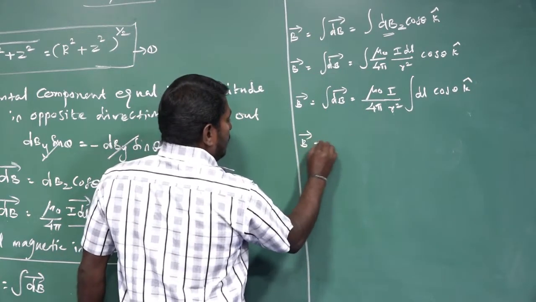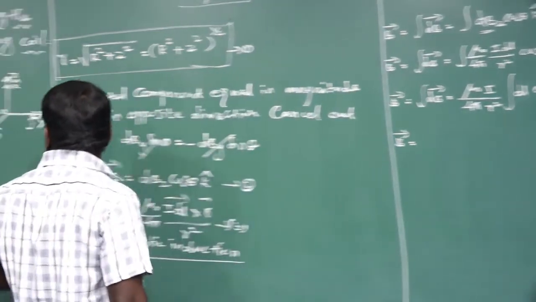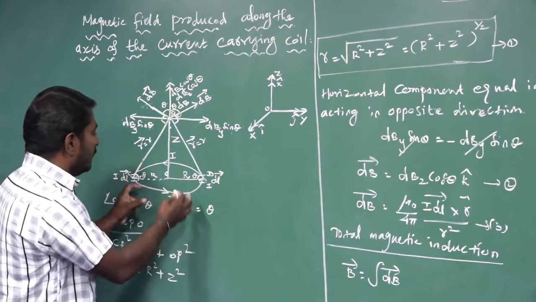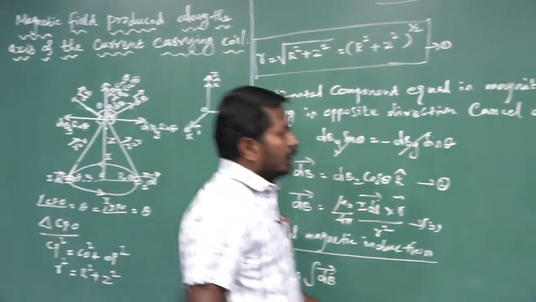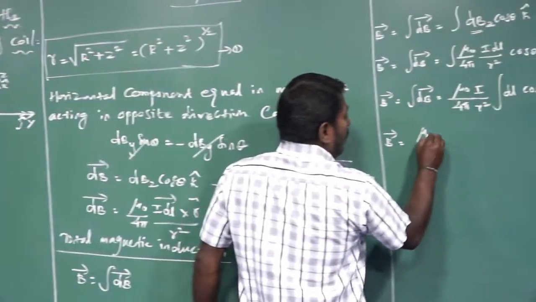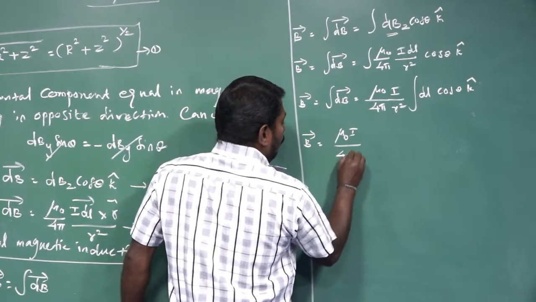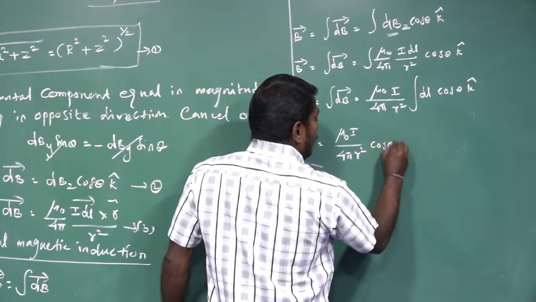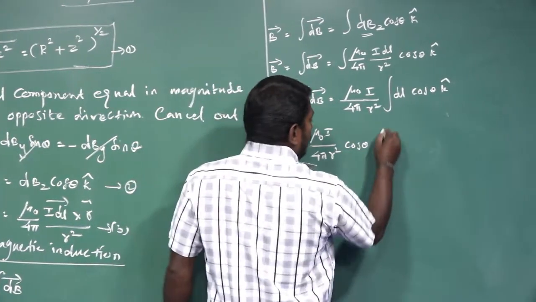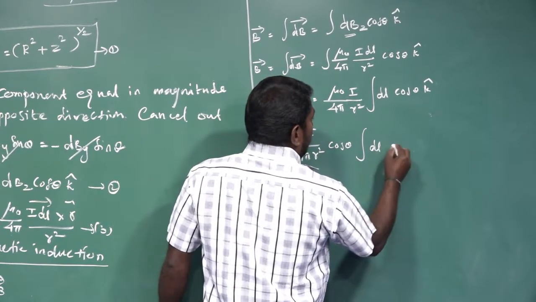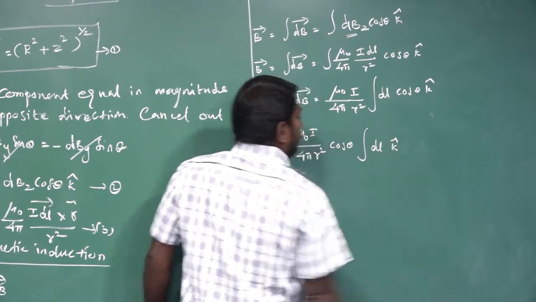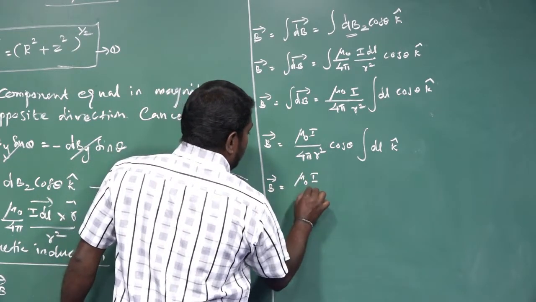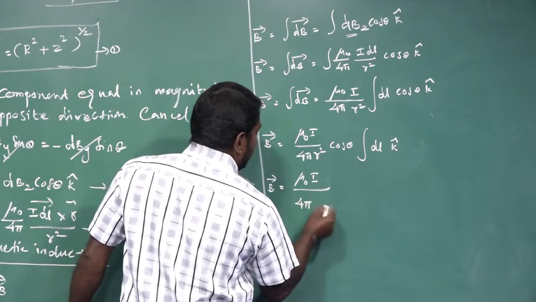So B vector means the total magnetic induction at this point P due to the entire element composed in the circular coil carrying current: mu naught I divided by 4 pi R square. Cos theta is also constant, taken out of the integration dl k cap. So B vector is equal to mu naught I divided by 4 pi.